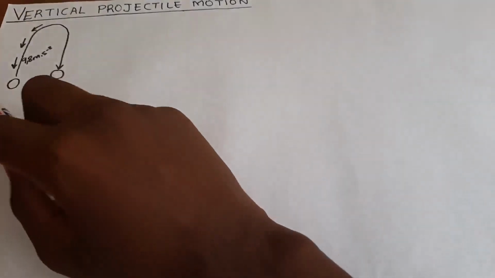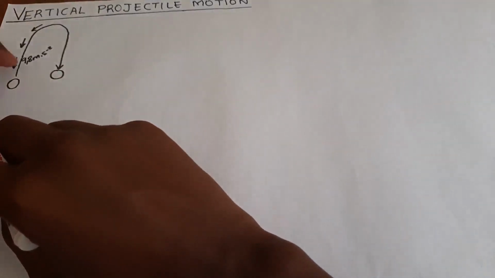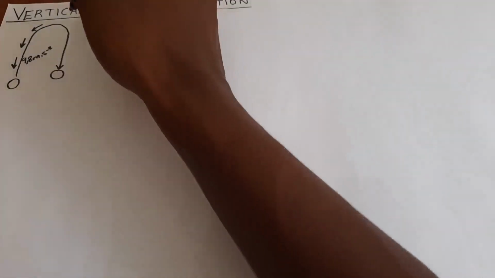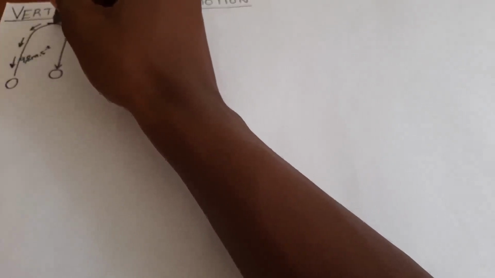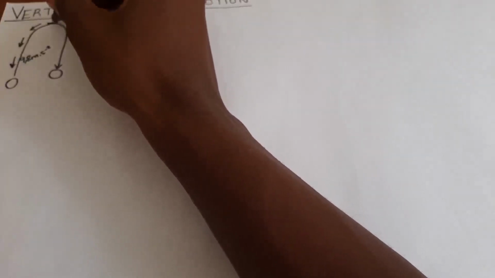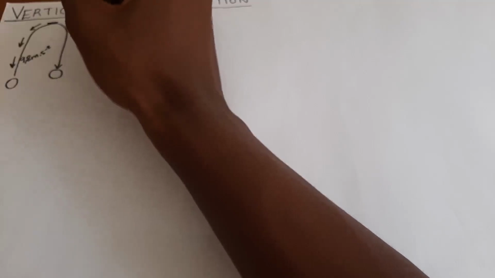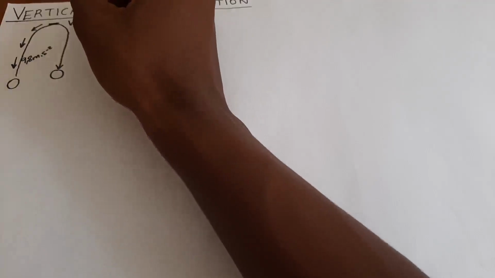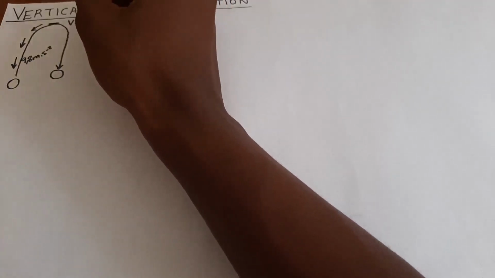You can see that when this round object has reached a certain point, its velocity decreases and decreases, and as it decreases, it will become 0. So at this maximum point, this will be the final velocity, meaning that the velocity of this object will be equal to 0, because there's no movement at that point.